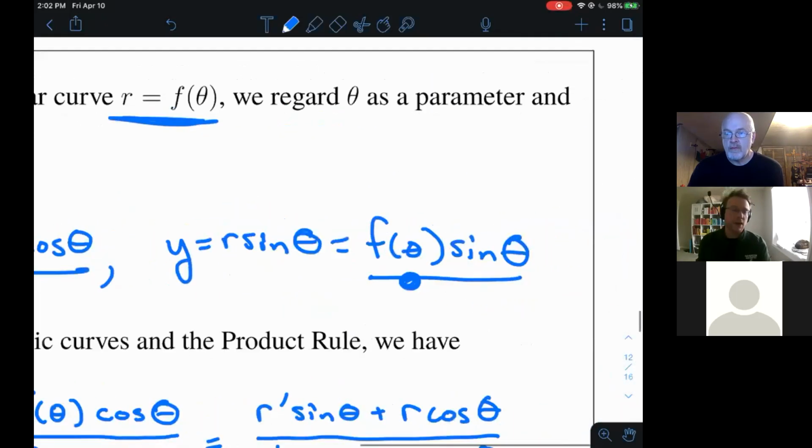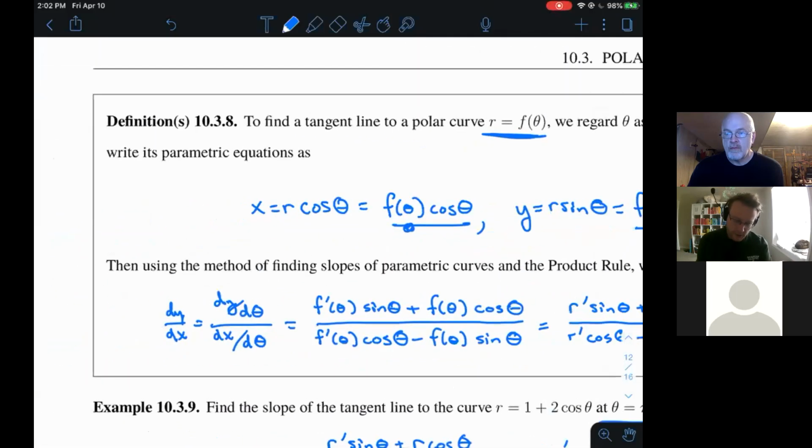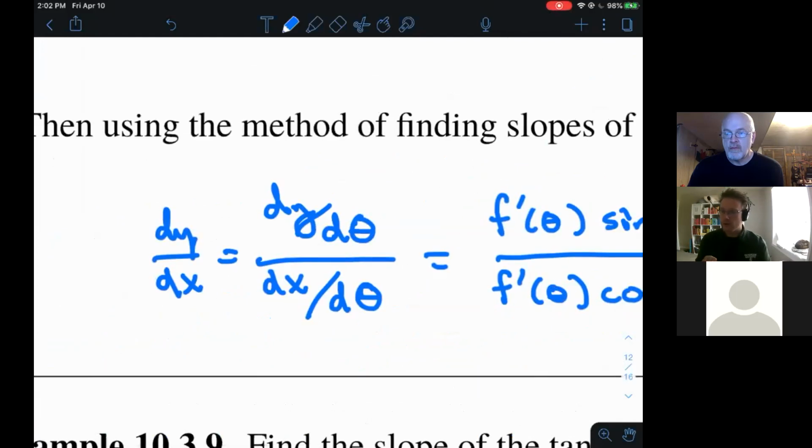Likewise, for y, we can do the same sort of thing, but multiplying by sine. So again, we're thinking of these essentially as parametrized curves, but with our parameter being theta rather than t. In that case, we can calculate the slope of a tangent line. Tangent lines are still dy dx, how much our y changes versus how much our x changes. So it's still a rise over run when we talk about tangent lines.